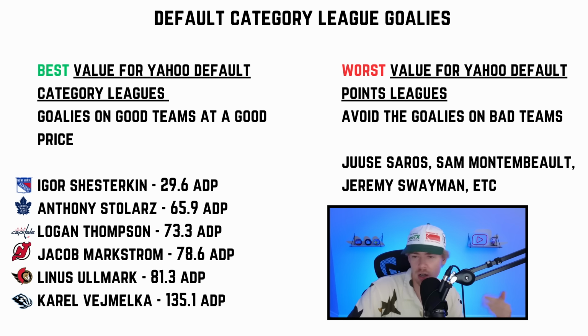In terms of goalies you want to avoid, the goalies on bad teams like Sam Montembeault and Ilya Sorokin. I know Montreal is not the worst team, but you want to avoid bad defenses. Montembeault is not going to have a good save percentage and goals against average. Jeremy Swayman. Yeah, you just generally want to avoid those goalies that are on bottom 10 teams.